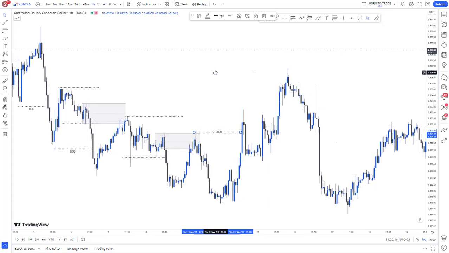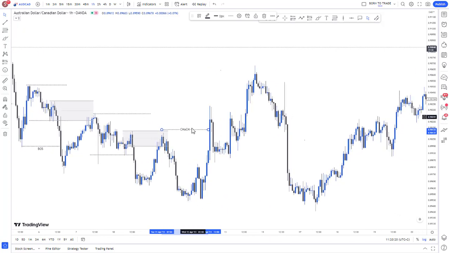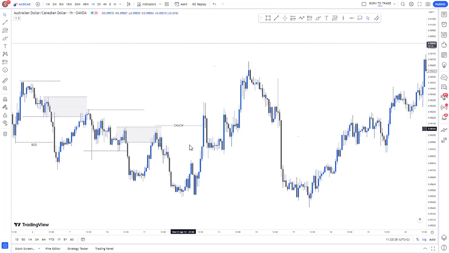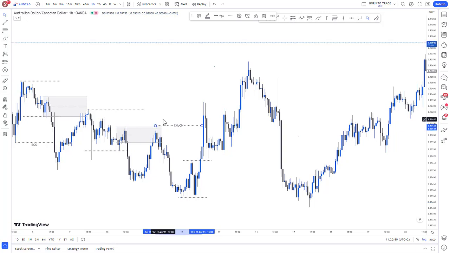So I'm not going to say anything about change of character. This is a change of character, which signifies a shift in market structure, as simple as that. So at this area, what else can you actually see? Price moved calm again, and we have this candle with momentum pushing to the upside. We have this change of character, which tells us there is a possible shift in market structure.